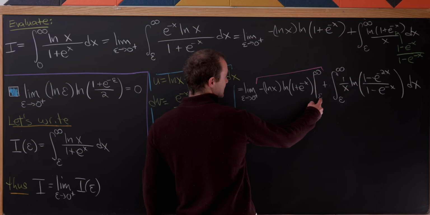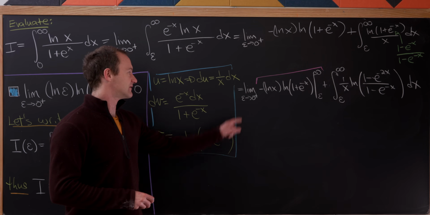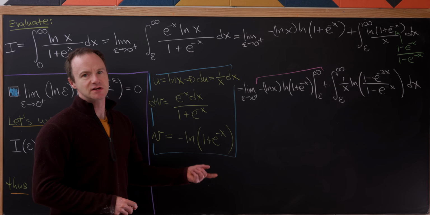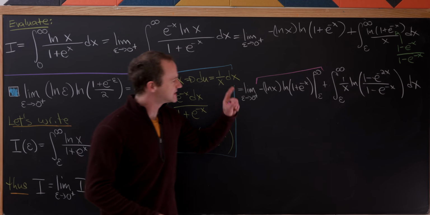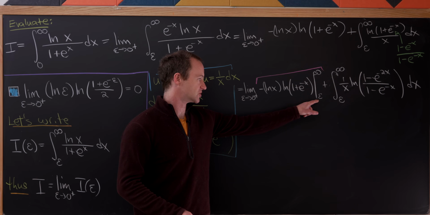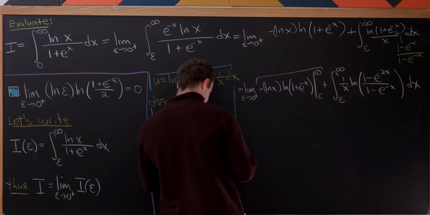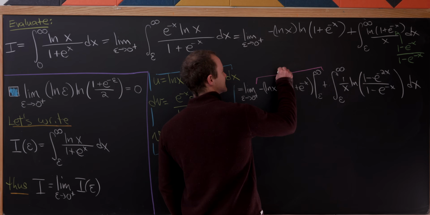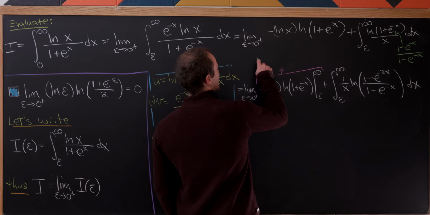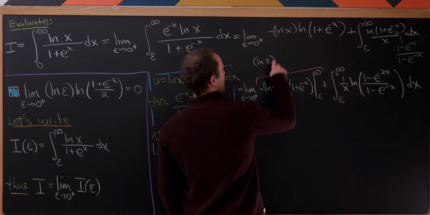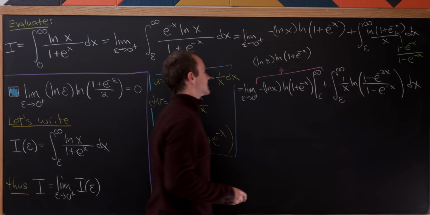So that only leaves us with what happens when we plug in epsilon, but we haven't taken the epsilon limit yet, so we just get this thing evaluated at epsilon. But since that's the lower bound of integration, the minus sign will cancel out. So all of that is to say that we get this sort of object. We'll get the natural log of epsilon times the natural log of 1 plus e to the minus x.